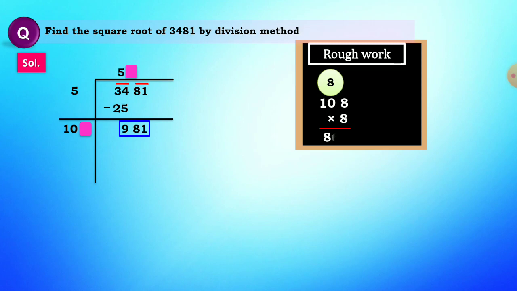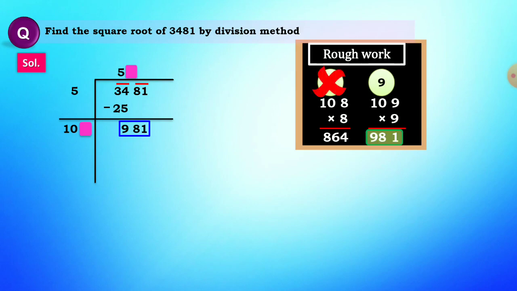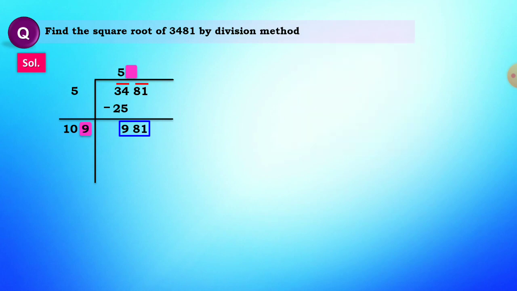I get 864. Let's check the next number as well to be on a safer side. So 109 into 9, when I multiply, I get the answer as 981. So here students, we got the number exact to 981. So we will not consider the 8, we will consider the 9. So we will write 109 into 9, that is 981, which will be written below 981.